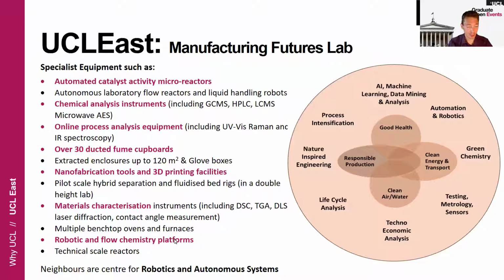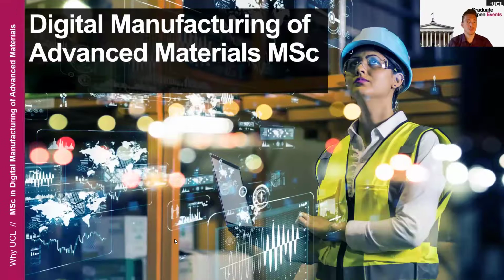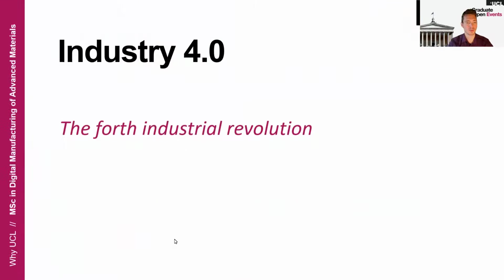Our neighbors as well, very important for this program, is the Center for Robotics and Autonomous Systems. So why am I mentioning this? Well, I'm mentioning the Manufacturing Futures Labs because this will be the home to the Digital Manufacturing of Advanced Materials MSc program. But now that we talked a little bit about UCL and the department itself, I'm going to present the very specific details of this MSc program we're discussing today.